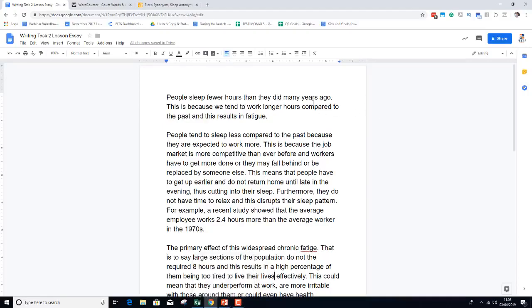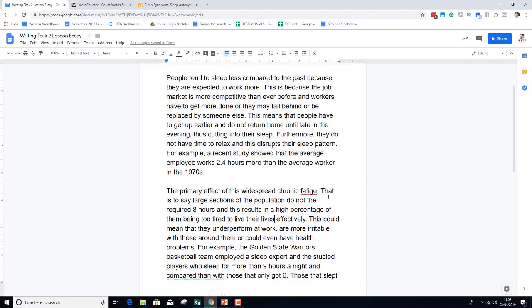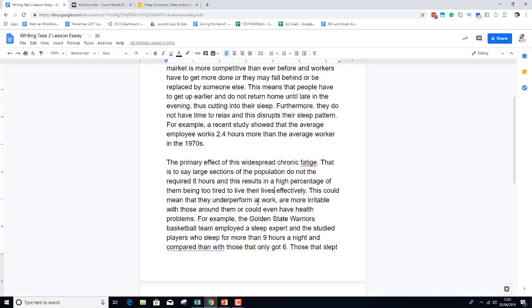But if we look at the rest of her vocabulary: fatigue, disrupts their sleep pattern, cutting into their sleep, widespread chronic fatigue. There's some great vocabulary and great collocations in there, and that's my point to her: you've got some great vocabulary, but you're trying too hard to show off, and you also are so afraid of repeating a word that you're scuppering your chances of actually improving.